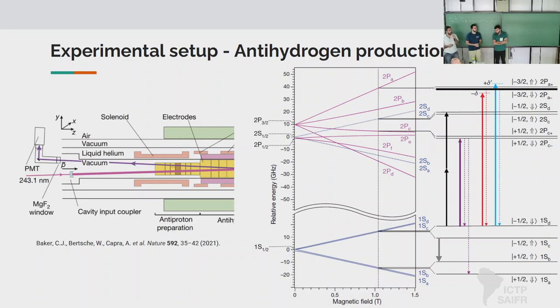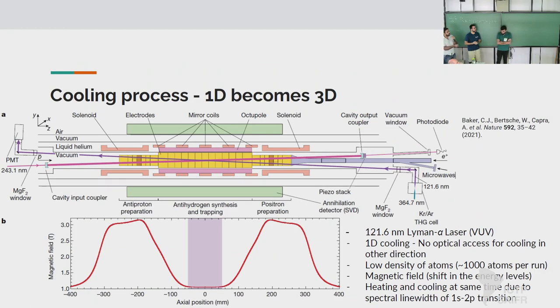The anti-hydrogen atoms are produced in two hyperfine states, the low field seeker states, and are trapped inside this magnetic trap if they have energies below about 50 microelectron volts. This is an energy equivalent to 500 millikelvin. And to perform the laser cooling of the anti-atoms, they had a lot of problems.